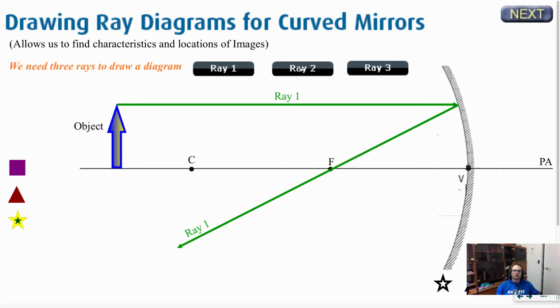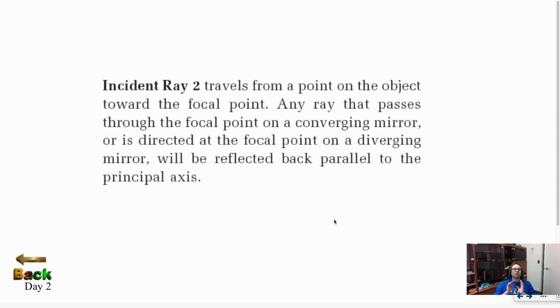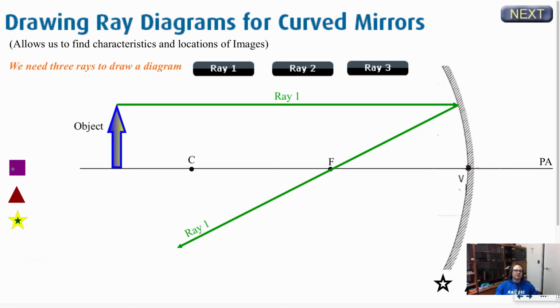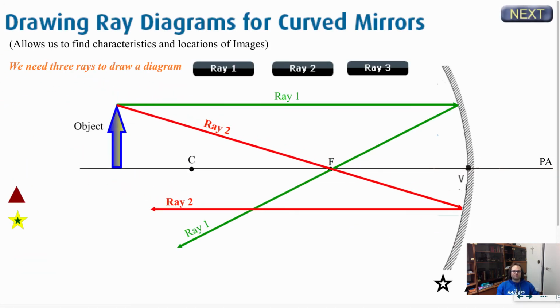Now we're going to look at ray 2. So ray 2 travels from a point on the object towards the focal point. Any ray that passes through the focal point on a converging mirror, or is directed at the focal point on a diverging mirror, will be reflected back parallel to the principal axis. So what does that mean? So let's take a look at this. There's ray 2. What does that mean? So I go right here. Ray 2, it goes from my object, the same spot, and it goes through the focal point, hits the mirror, and then comes back. Now we have an intersection here, and that intersection is very important.